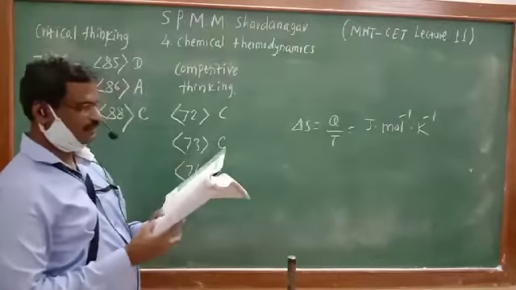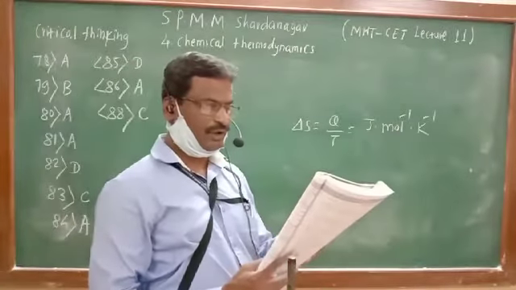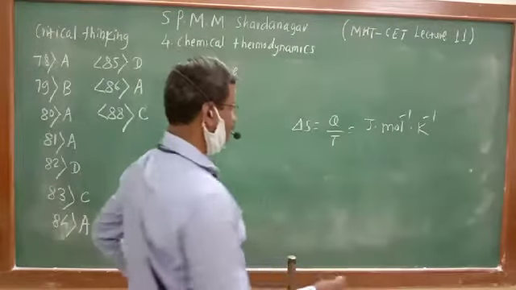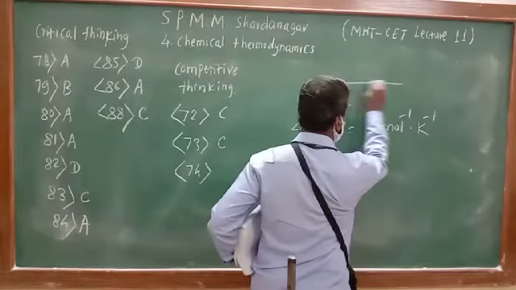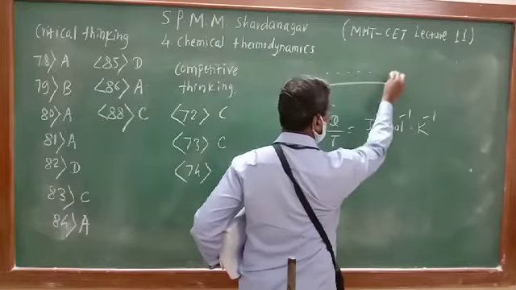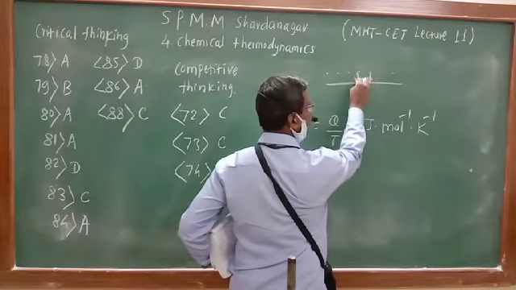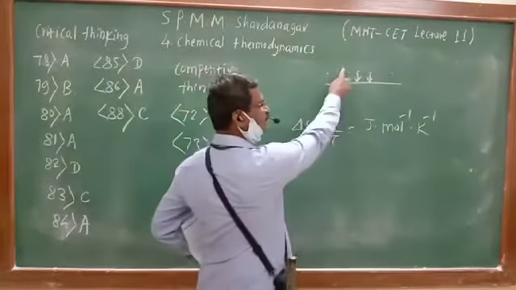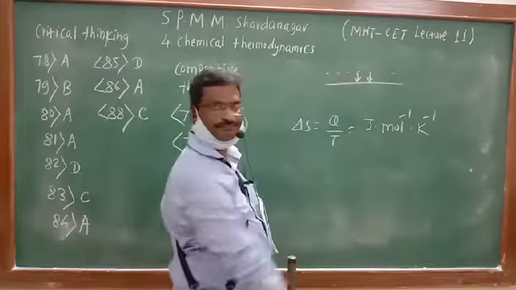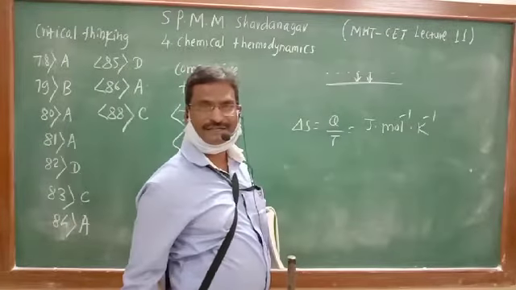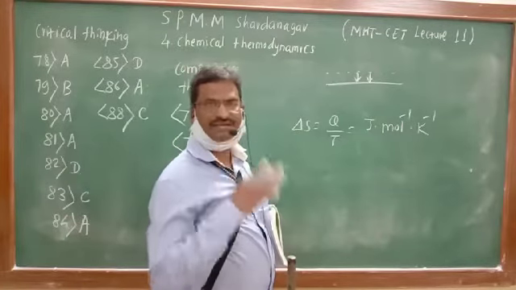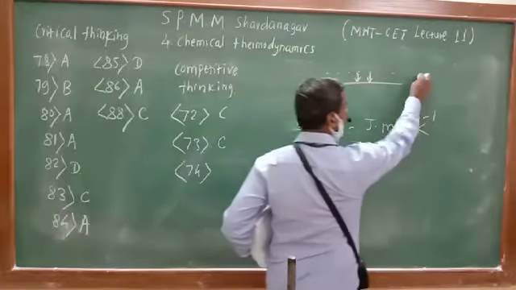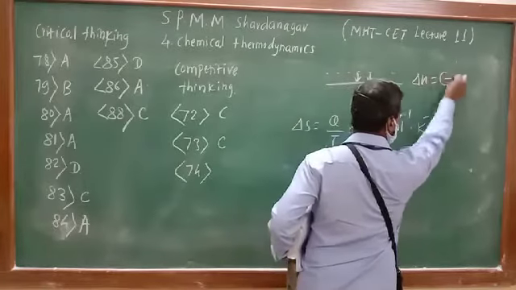Adsorption of gases on solid surface is generally exothermic because, see, suppose this is the solid. Whenever gas is added, formation of bond takes place. This is gas and this is solid. When formation of bond takes place, energy is released. Therefore, delta H is negative.